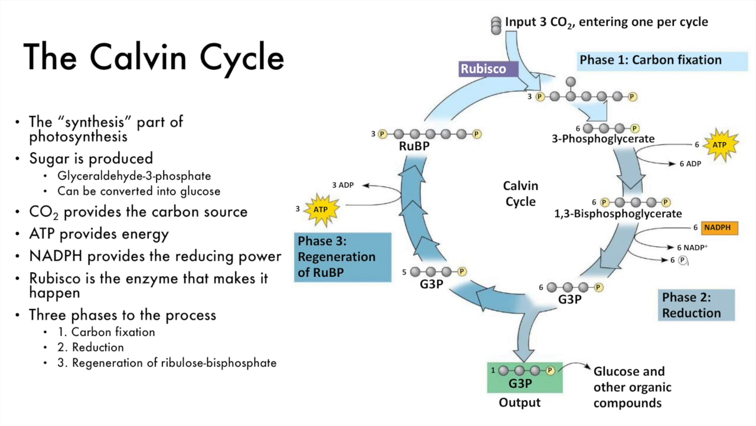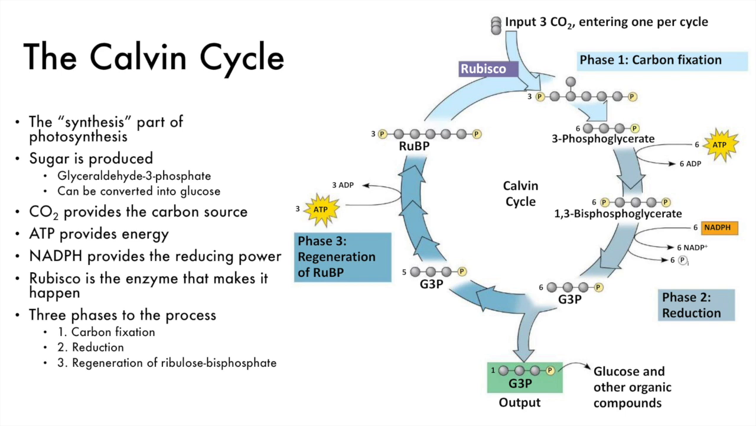Now, the sugar that we produce is not glucose directly. It's another type of sugar called glyceraldehyde 3-phosphate. It's a 3-carbon sugar, but it's really easy to turn that into glucose for storage purposes. The carbon that is used comes from carbon dioxide. It comes from the atmosphere through the stomata, but it's a very, very highly oxidized form of carbon.